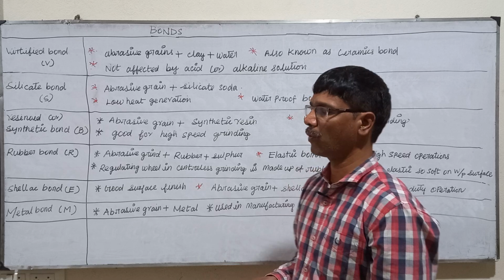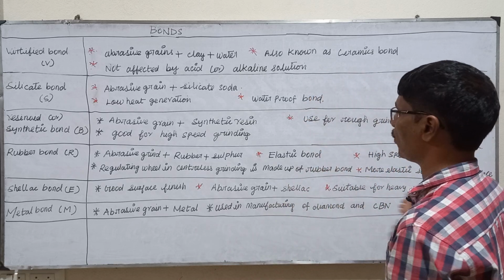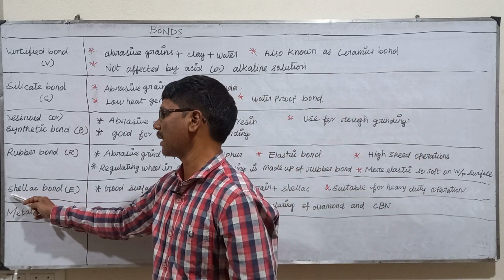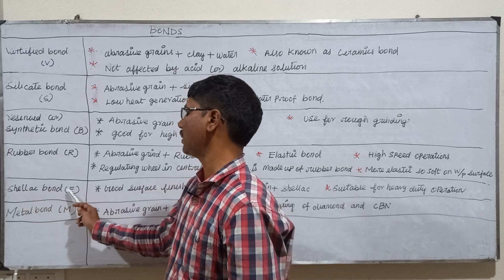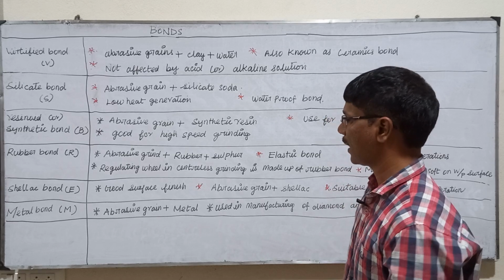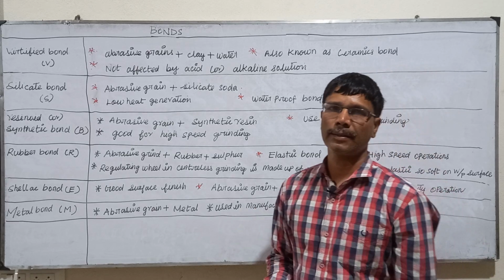Shellac bond is useful for good surface finish, where abrasive grain is mixed with shellac, and is suitable for heavy duty operation. S represents good surface finish, H represents heavy duty, E is the symbol notation. So, SHE, you can remember the code word. Metal bond is abrasive grain plus metal, used in the manufacture of diamond and CBN wheels.